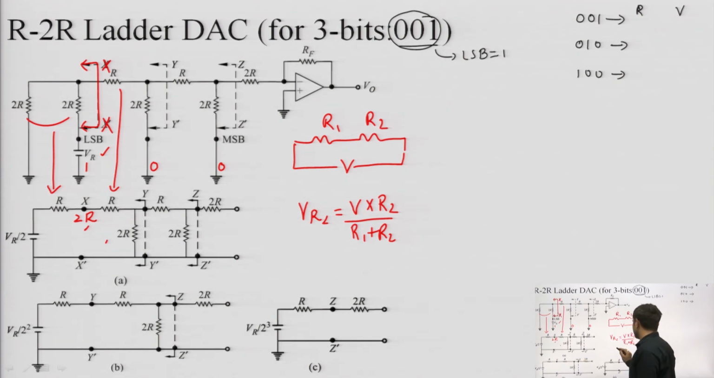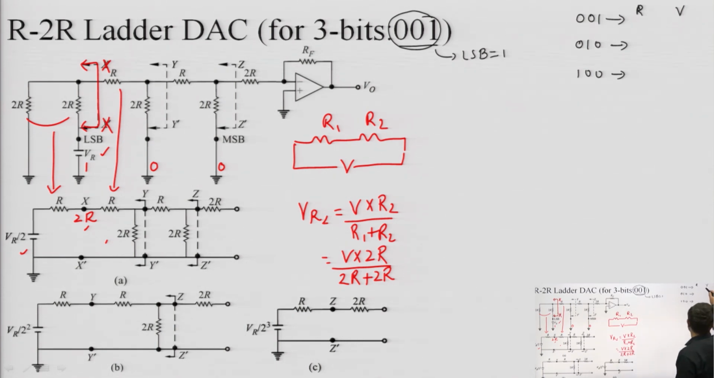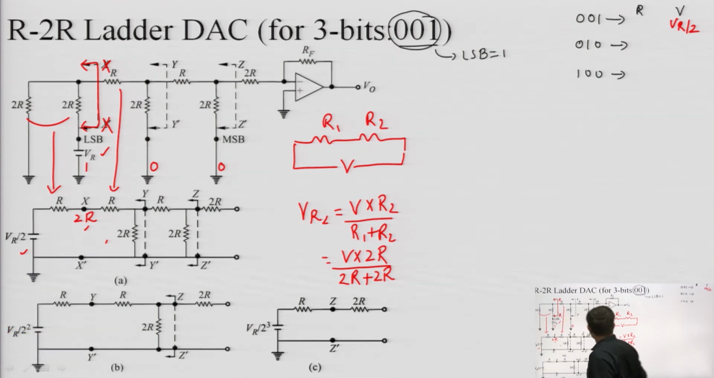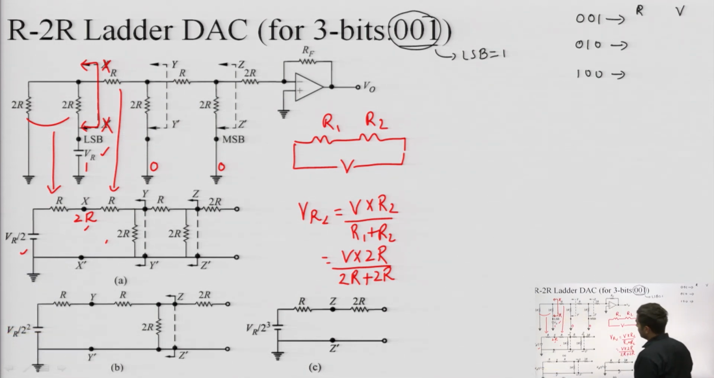So if we put here V into 2R upon 2R plus 2R, and if we check this, we will be getting it as VR by 2. Okay, so VR by 2 is the voltage for this branch. We have mentioned it here. Sorry, it is not the exact voltage. We will be calculating the exact voltage. It is for the XX interface only, so I am not writing it for the complete case. This is the voltage for the XX interface.